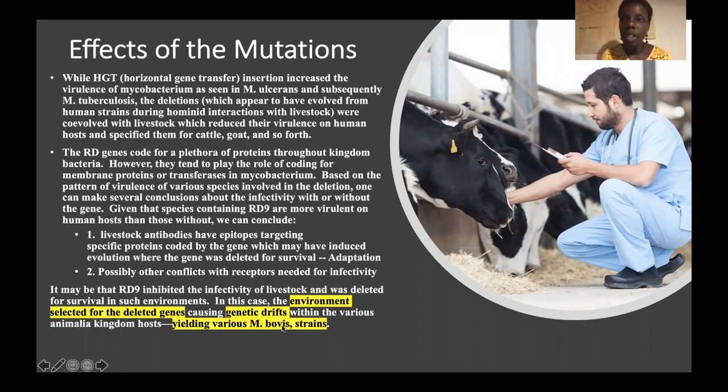That was natural selection within the bovine environment, where there was a genetic drift, where selection was for the mutated genes that were with the deletions.